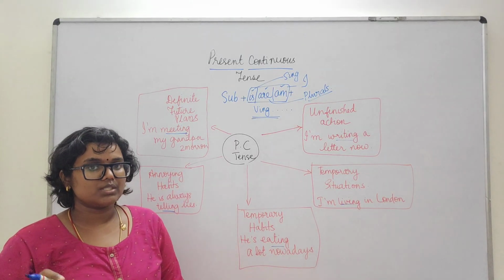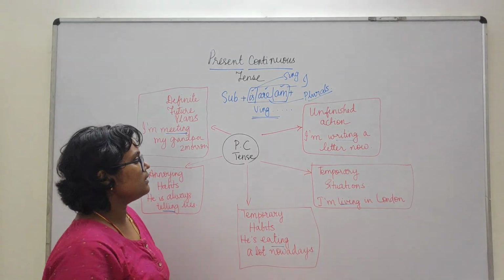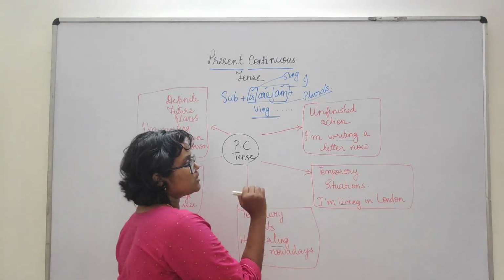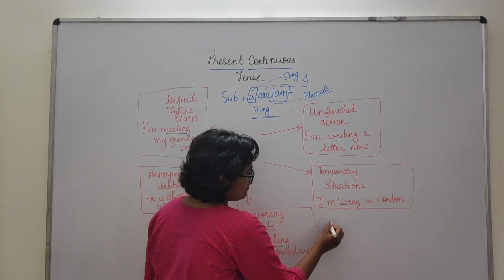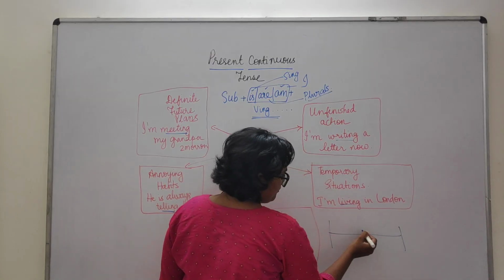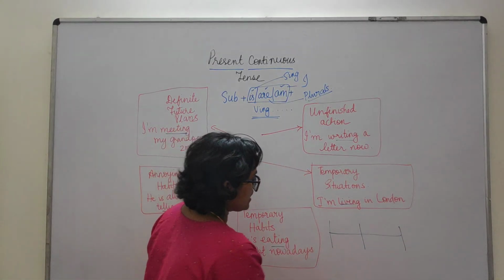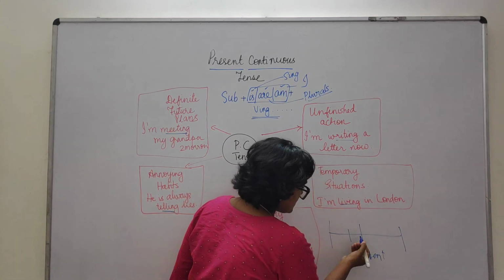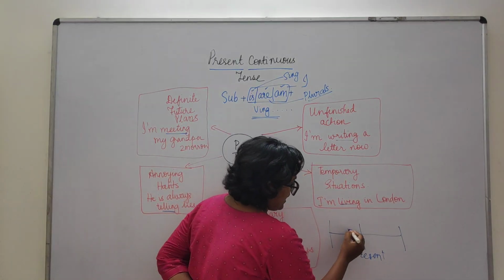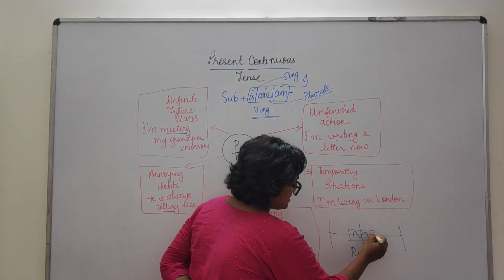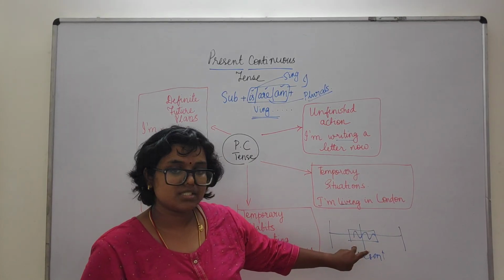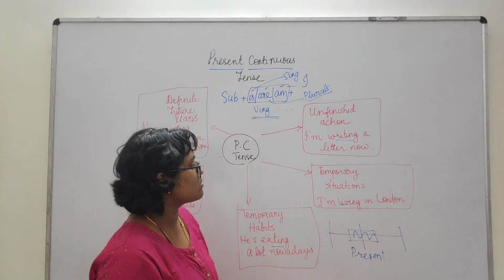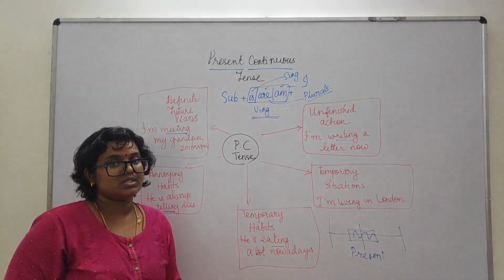The present continuous tense is first used when you're talking about an unfinished action, an action that has not got completed. For example, if we consider this to be a timeline, this is the present. An action that started some time back and is still continuing till the present. When an action started sometime in the past and is running into the present, in that case we generally use the present continuous tense.